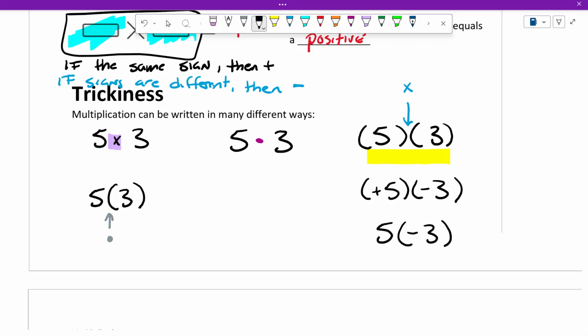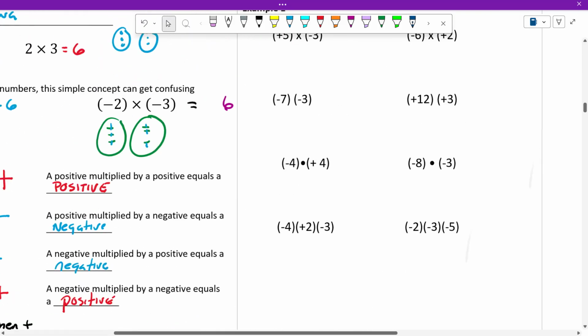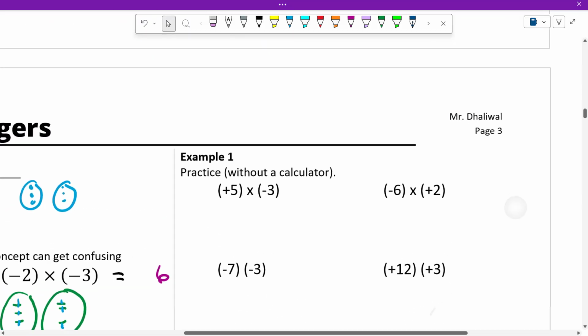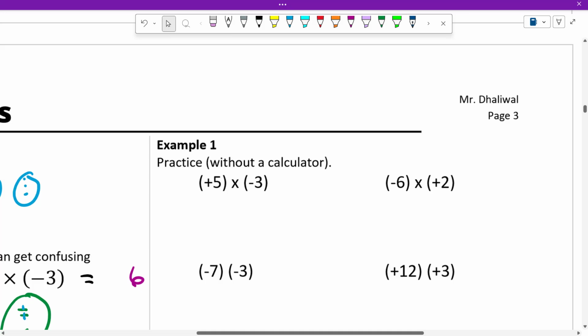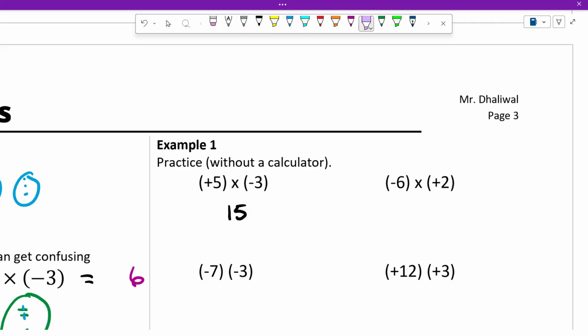All right, what time is it? Let's do 4 practice questions. Let's go over here and do the top 4 questions. The multiplying is easy. I want you to really be able to figure out if it's positive or negative. So 5 times 3. Don't worry about the sign. What's 5 times 3? 15. So for this first question, would it be positive 15 or negative 15? Because we have a positive and a negative, the answer is negative.